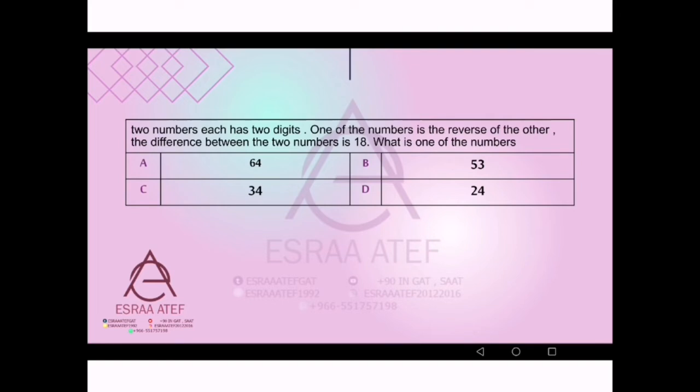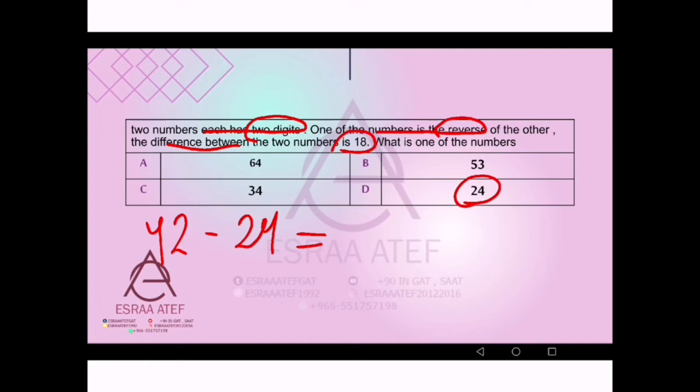Okay, next one here, I have two numbers. Each one has two digits, and one of them is the reverse of the other. The difference between them is 18. Okay, so we will try any number and the reverse of it, and see if the difference between them is 18. We will choose, for example, 24. 24 and the reverse of it will be 42. We subtract them from each other: 12 minus 4 from the units, it will be 18.